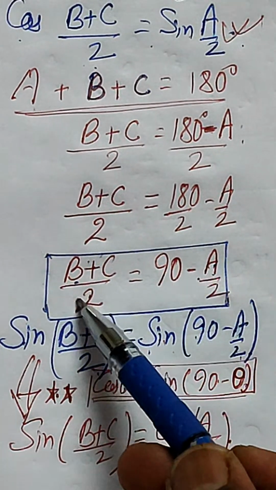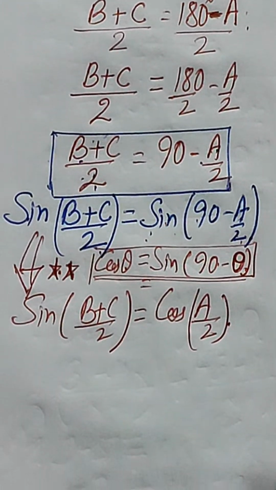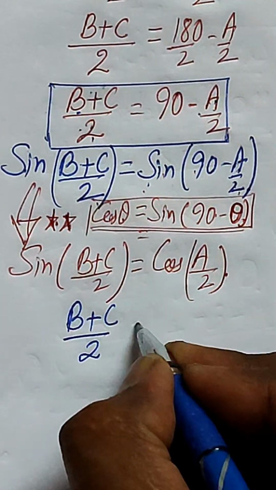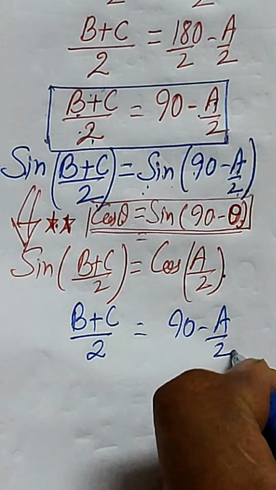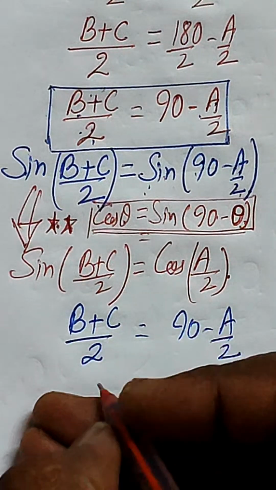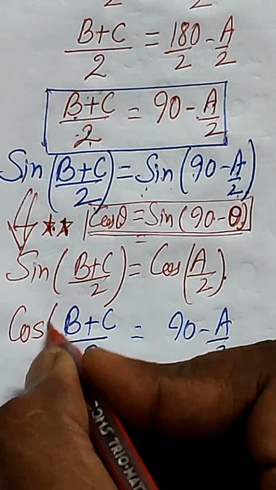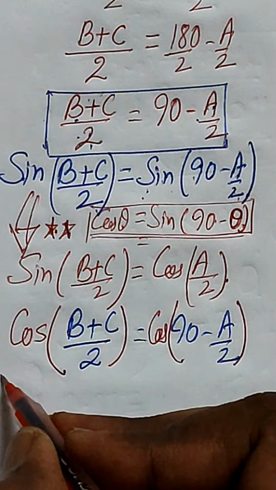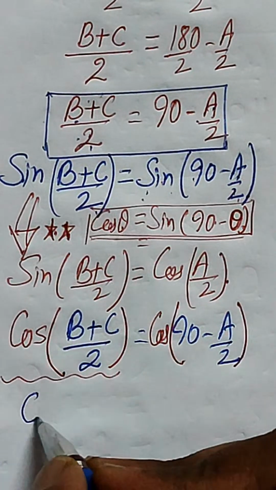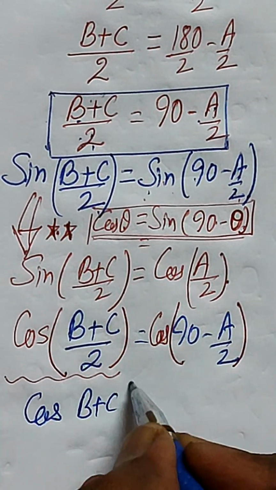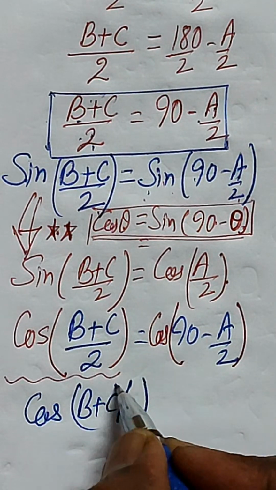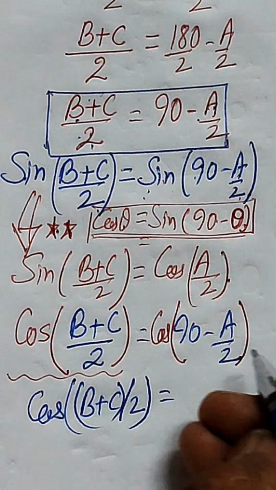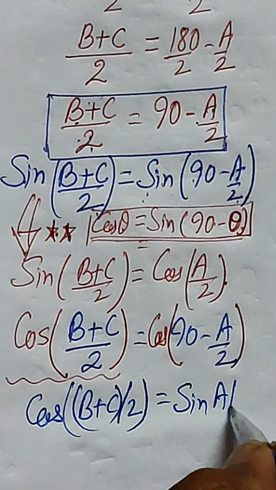Now this time take cos of this, right? So when you take cos of it, since (B plus C) by 2 equal to 90 minus A by 2, when you take cos on both these sides, the LHS will be cos of (B plus C) whole in the bracket divided by 2 equal to cos (90 minus theta), and cos (90 minus theta) will be sin theta, right?